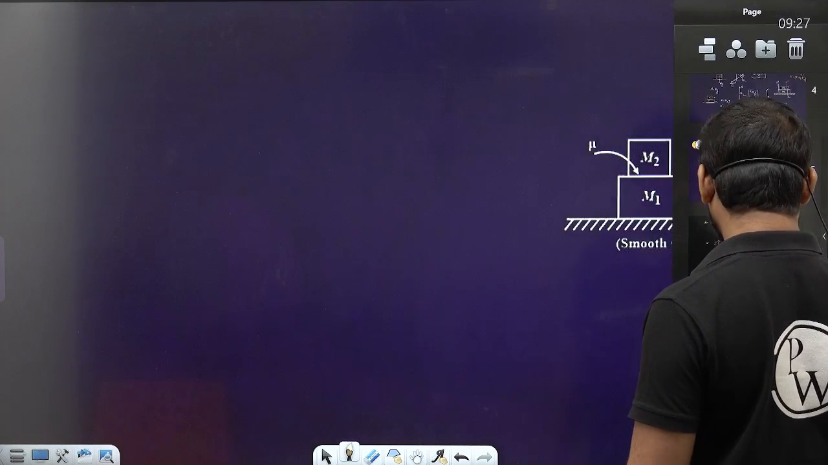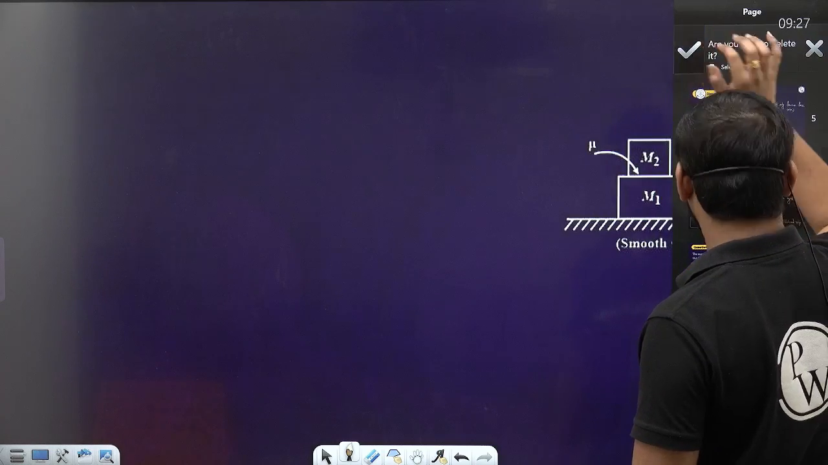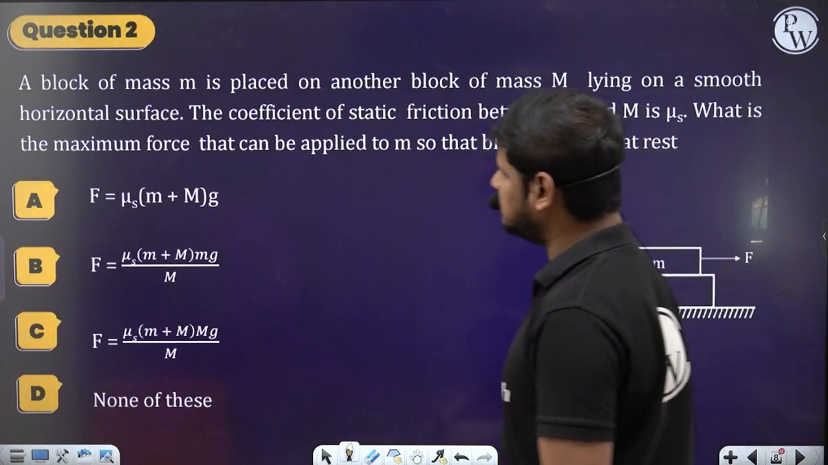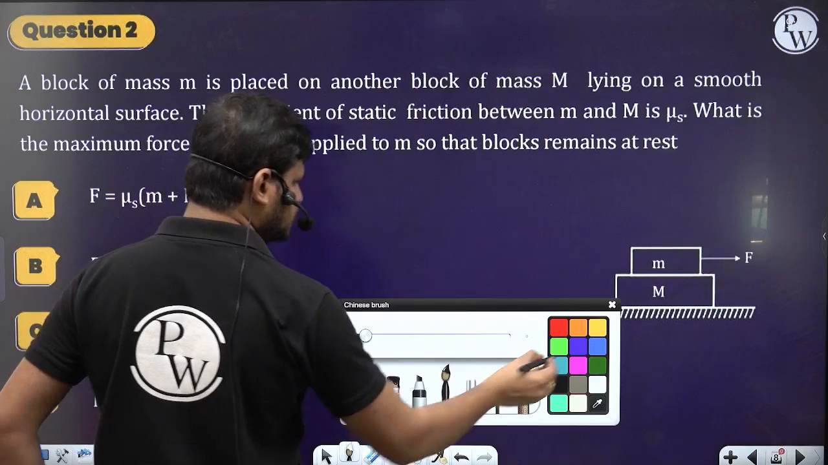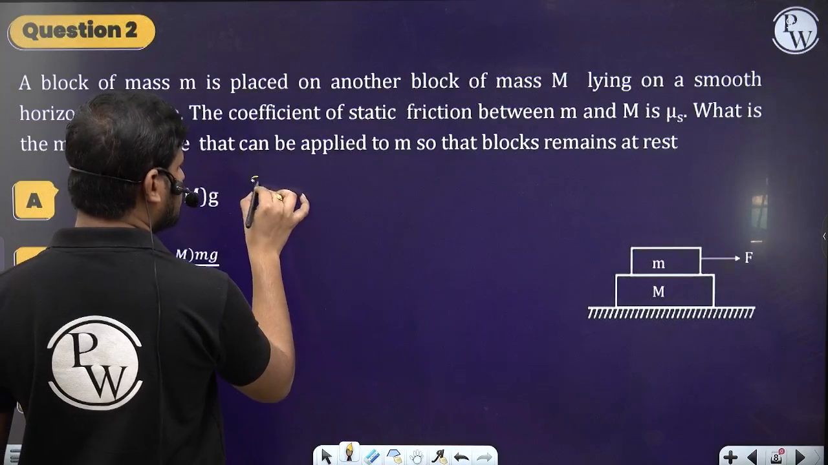So we don't need another slide, so let's delete this one. So let's take this question, guys. Try this on your own. Those who understood, try this question on your own.